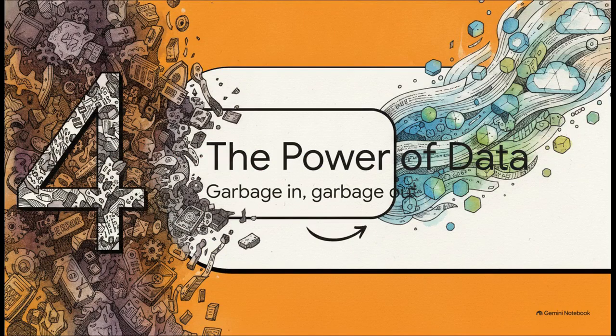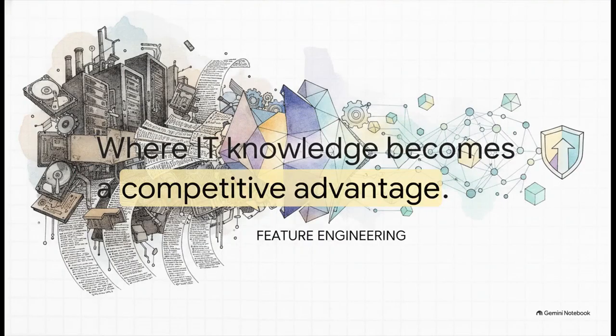Let's jump into section 4, the power of data. We all know the golden rule of computing, garbage in, garbage out, and man, is that true for ML. So the crucial point here is that the operational expertise you already possess is exactly what makes machine learning successful in your organization through a process called feature engineering.